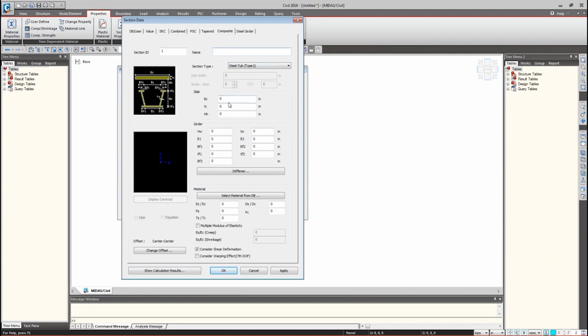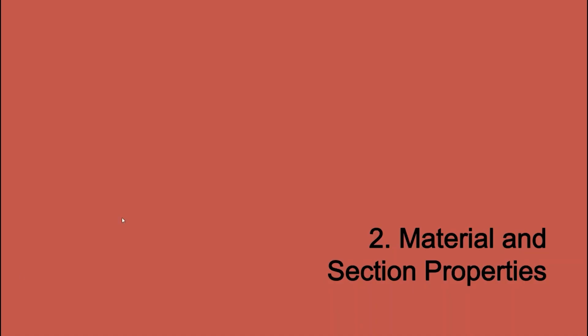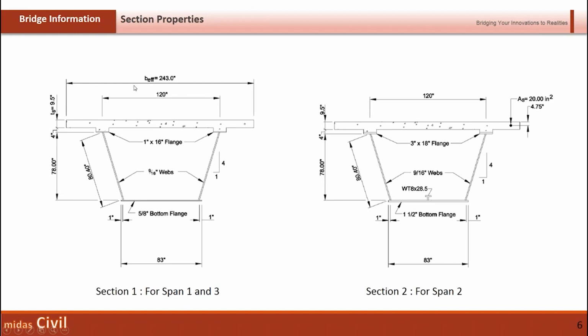So just name it as, if you remember, I gave two sections, one is section 1 and one is section 2. So I will name it as section 1. So the slab information, if you remember from the PPT, we have an effective width of 243 inches. Because the total slab width is around 486 inches, each of the tubs is going to take half of the slab. That's why the effective slab width is 243 inches.